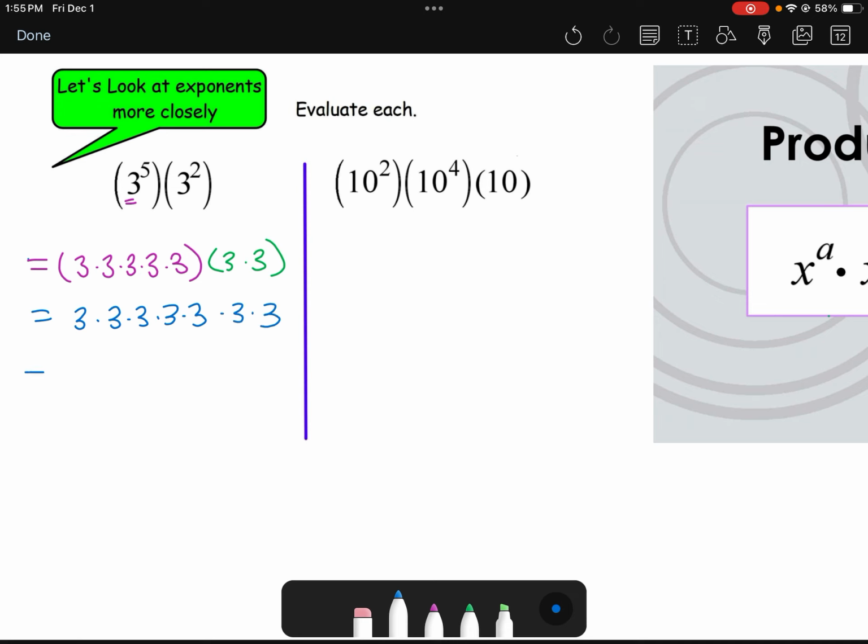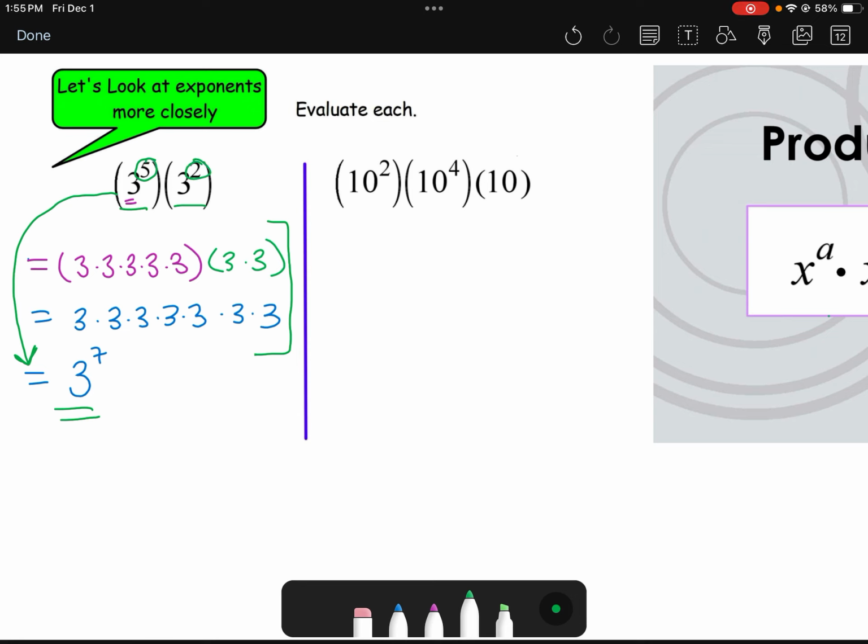Okay, now I want to simplify this. How many 3's do I have? If I count, I have 7 3's. So I'm multiplying 3 by itself 7 times. So that is 3 to the 7th. Now, what I did right here, that's doing it the long way. So you can write out all those steps, simplify it, and then combine and see it. Or you can just jump to this right here. Remember, we took 3 to the 5th times 3 squared, or 3 to the 2nd, and we got 3 to the 7th.